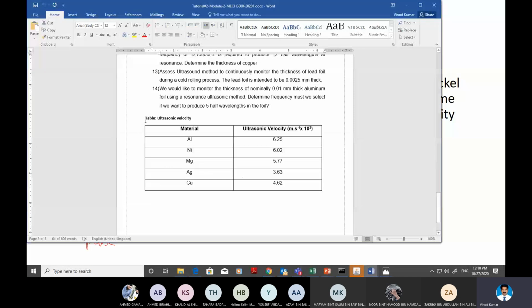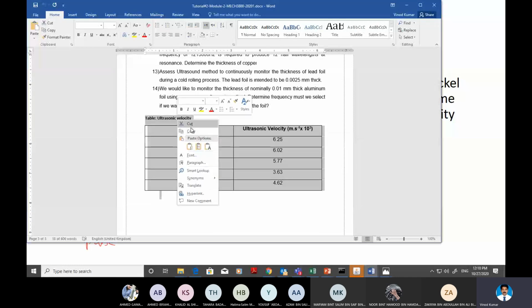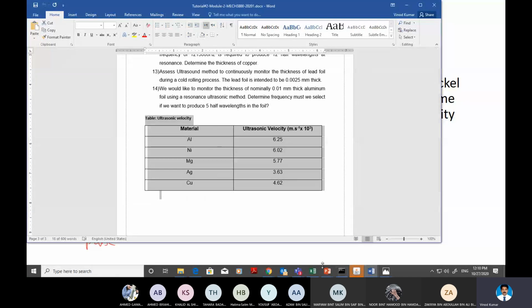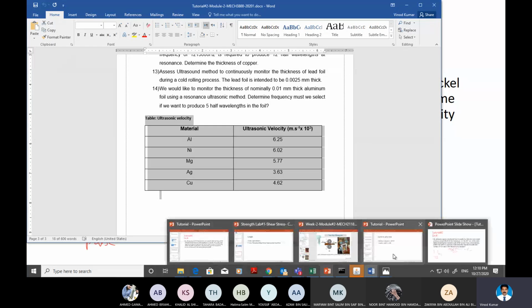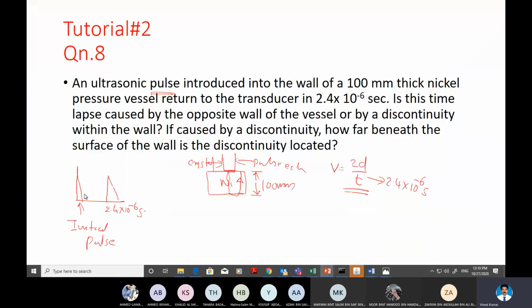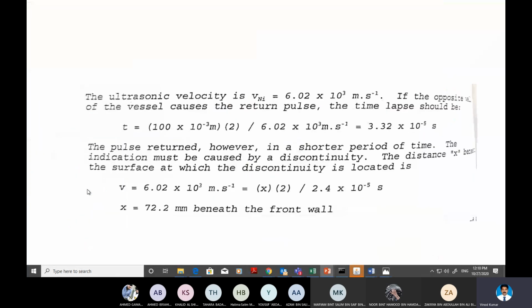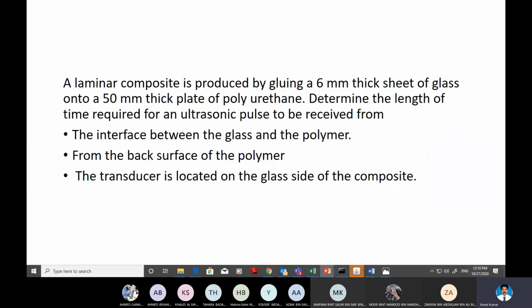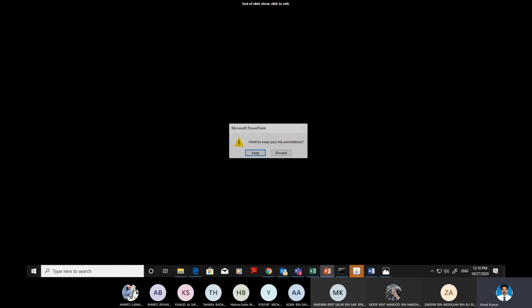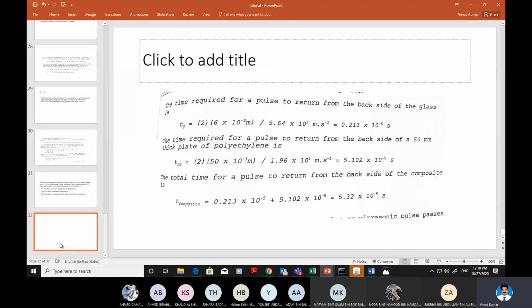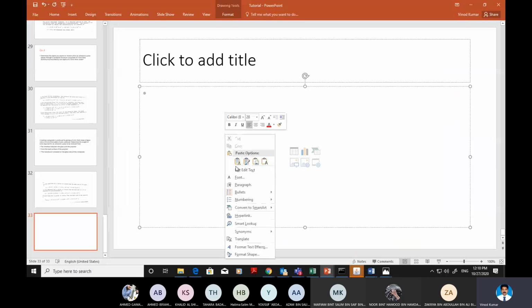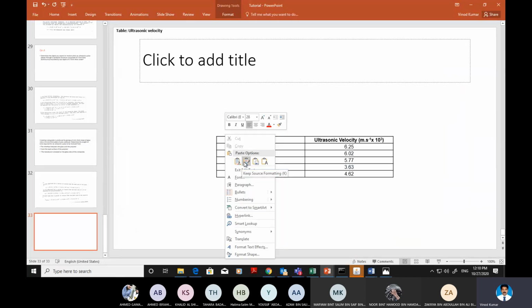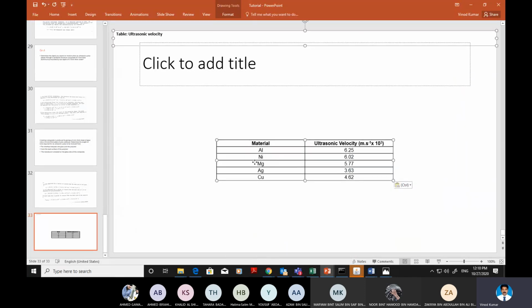I just want to attach this table here. In nickel is there, nickel, yes. So this is our question here, and I will paste a column here. So this is basically we have a table here.